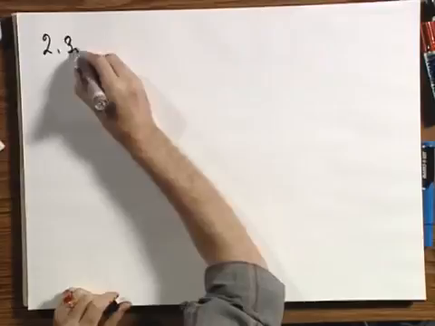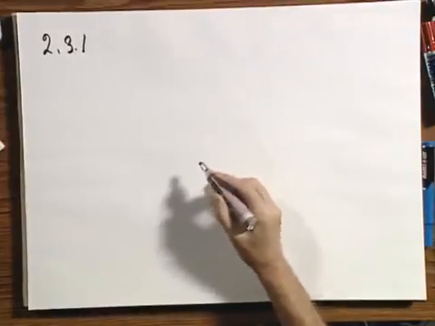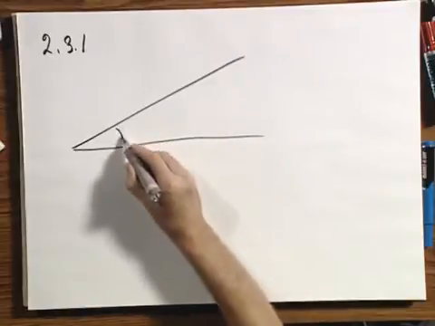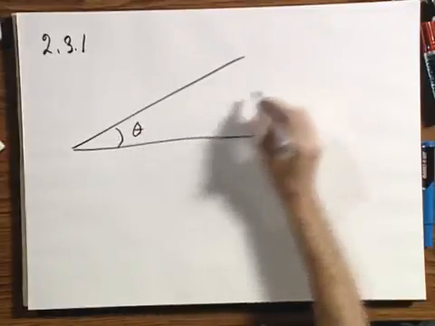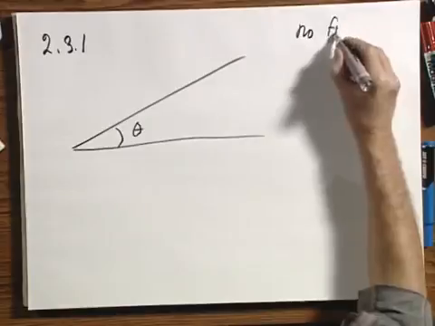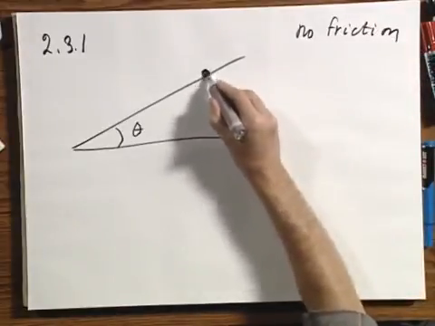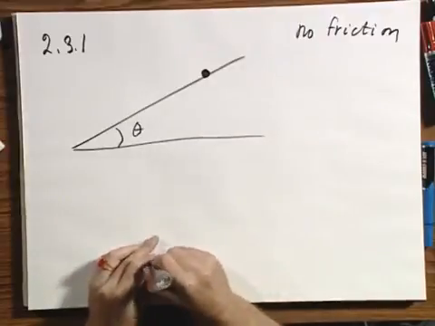Okay then, now we have 231. The 231 I don't think is going to give you too much trouble. There's an incline, there is no friction, there is an angle theta, and there is here an object. And the object is going to slide down.